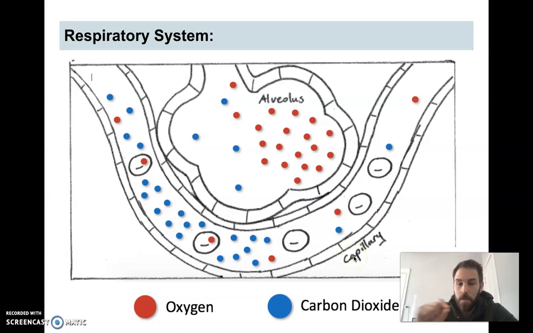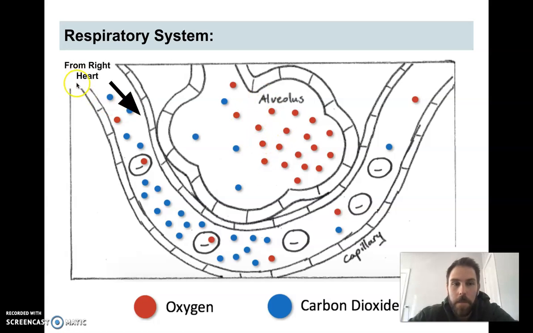By the way, make sure that you are labeling this as you go through it. If you have colored utensils, awesome. But this is our capillary. We could even label these as red blood cells. That's one way we know it's a capillary. And then this is going to be our alveoli or alveolus. Either one works. And so this is part of our lungs.